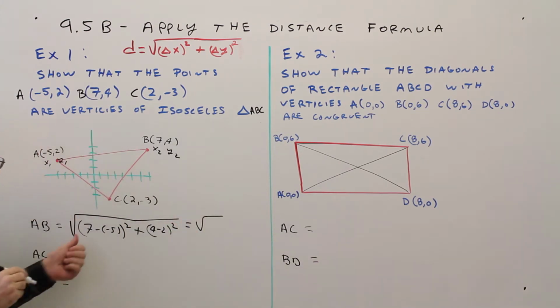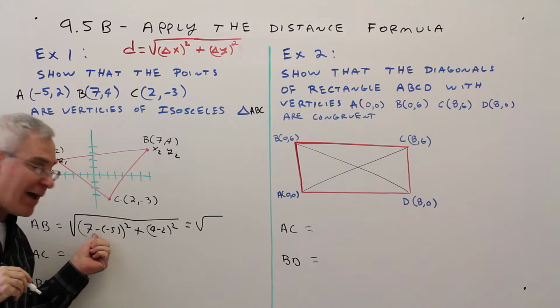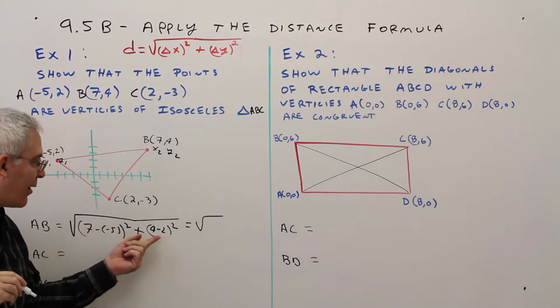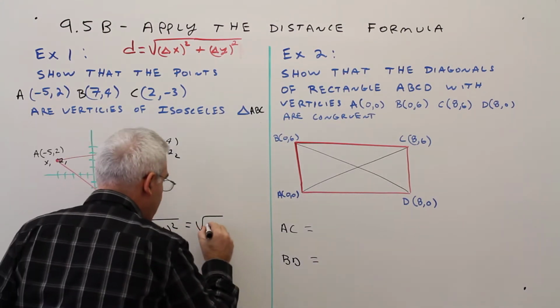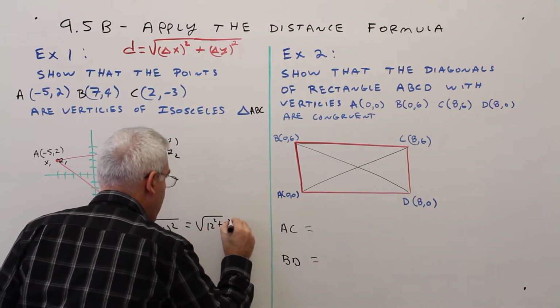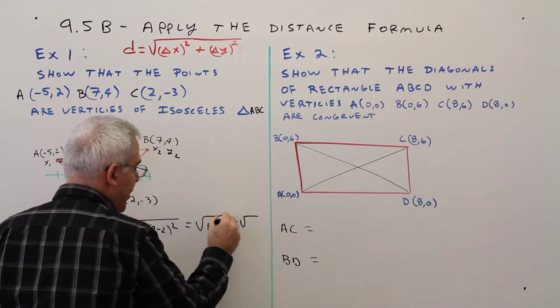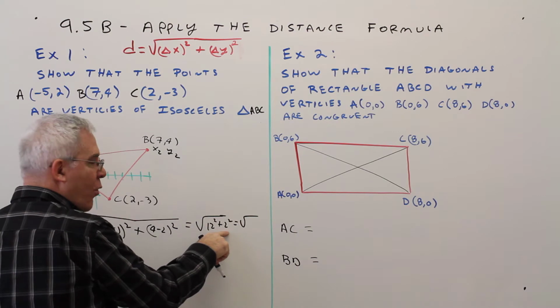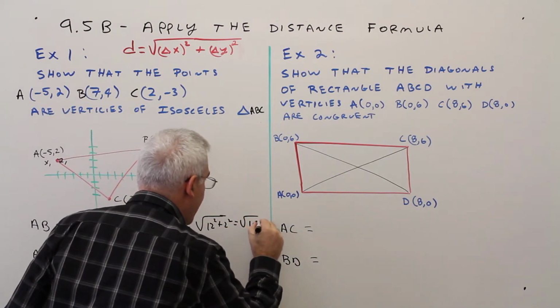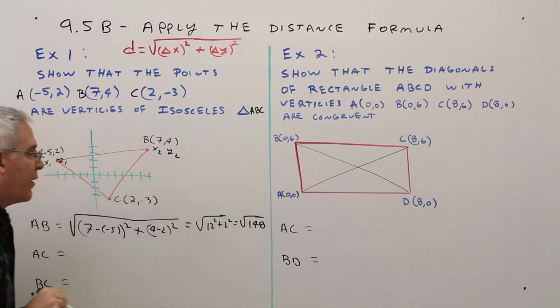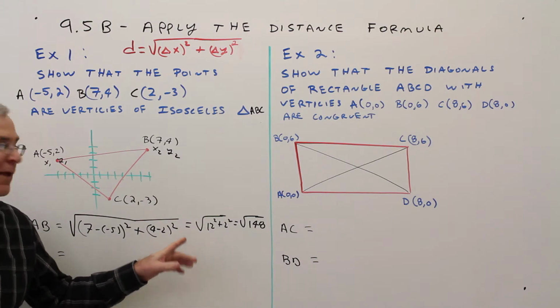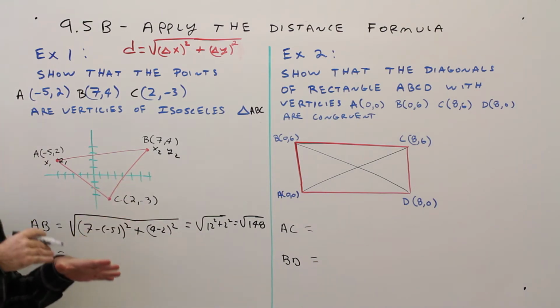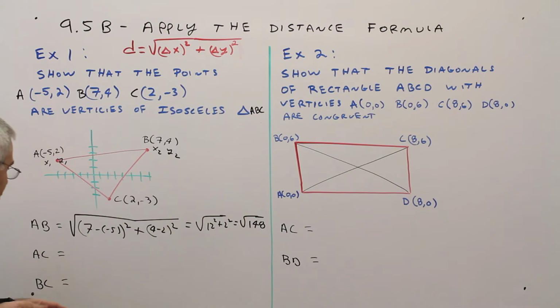That will be the square root. Now a minus is a positive, so it's going to be 12 squared plus 2 squared. So it's going to be the square root of 144 and 4, so the square root of 148. I don't have to worry about simplifying. I just have to show that they're the same distance. So I'll leave it in that form.